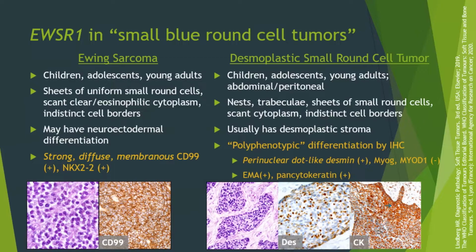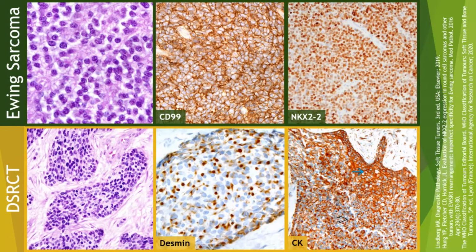Classically, they are both composed of uniform small round cells, scant cytoplasm, and distinct cell borders. DSRCT may have a different architecture in which you may have nests of cells in a desmoplastic stroma, hence its name. But what is more useful in differentiating these two would be the IHC pattern. So let's go to the next slide. Here we have Ewing sarcoma at the top row and desmoplastic small round cell tumor at the bottom row. Ewing sarcoma should be diffusely positive for CD99 exhibiting strong membranous staining. If the staining for CD99 is weak, patchy, focal, or non-membranous, other differential diagnoses must come into consideration.